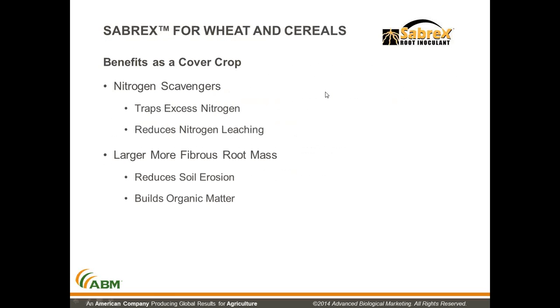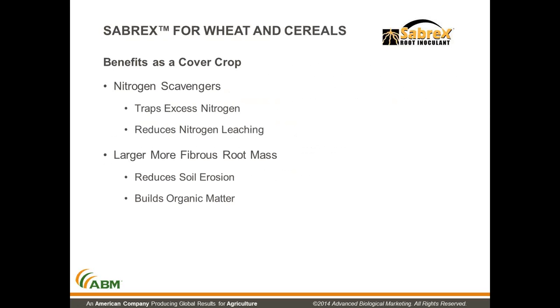So benefits if it's a cover crop, though, I mean, if you're planting wheat and any kind of grass type crop as a cover crop, you're planting it because you're trying to scavenge nitrogen and you're trying to take up the nitrogen. Like when I was telling you earlier, the trichoderma makes for a larger, more fibrous root system, and it also makes the plant more efficient in its nitrogen uptake. And it also helps reduce nitrogen leaching.